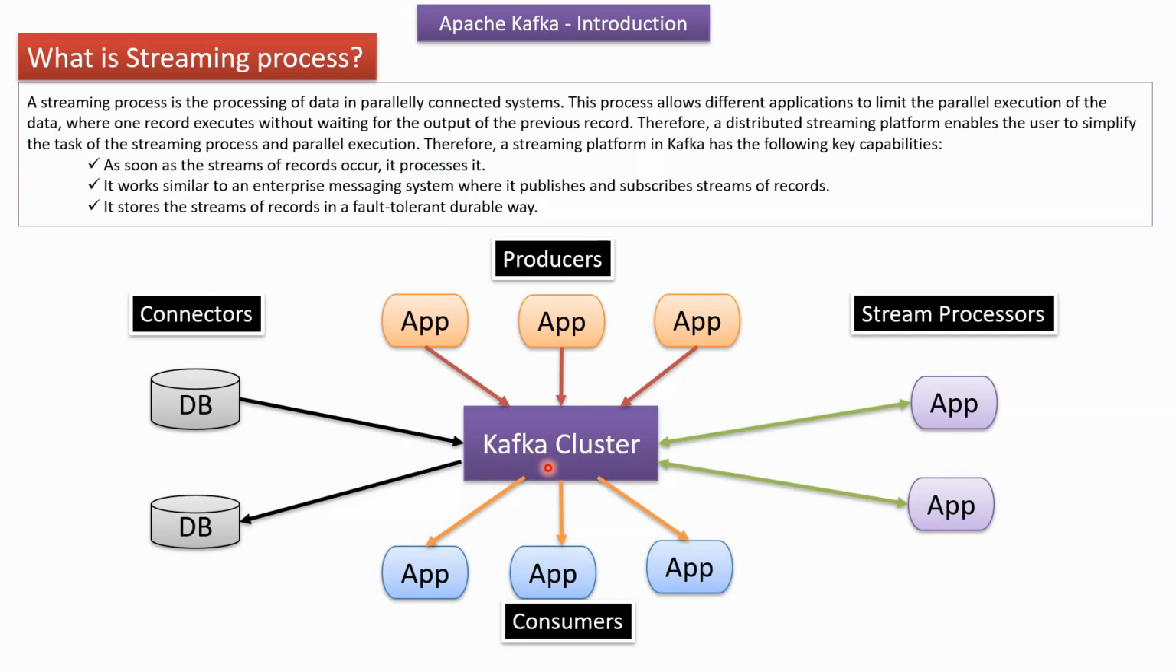Here you can see the Kafka cluster. In the Kafka cluster, producers are connected, consumers are connected, connectors are connected, and stream processors are connected. So in the Kafka cluster, these different systems are connected to process the data.